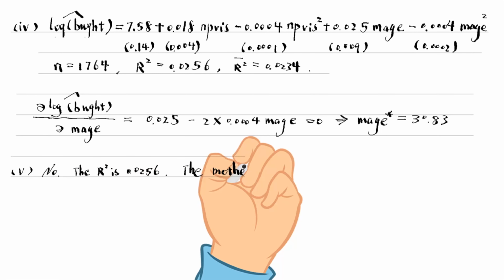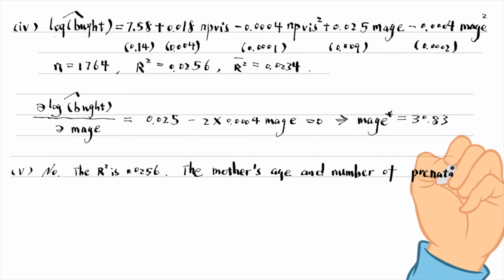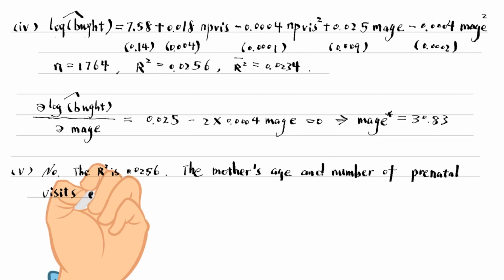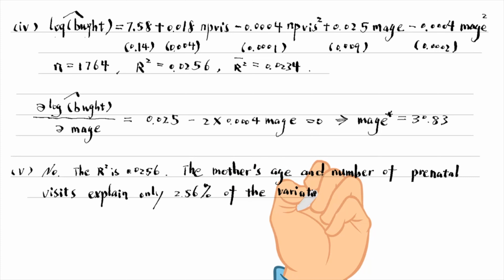The R-squared is 0.0256. The mother's age and the number of prenatal visits explain only 2.56% of the variation in the outcome variable.